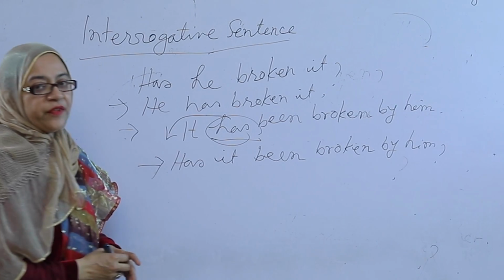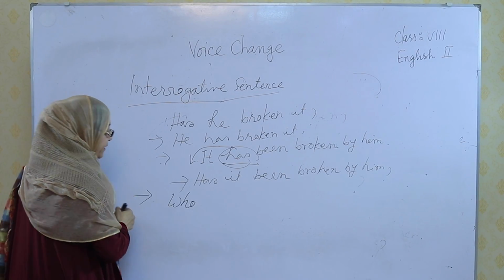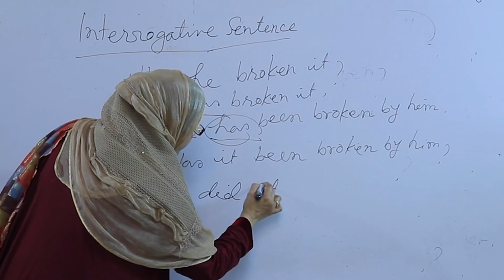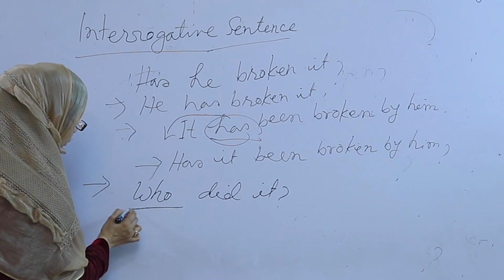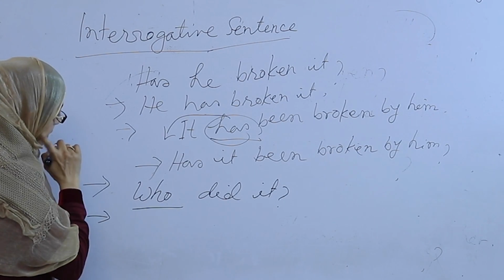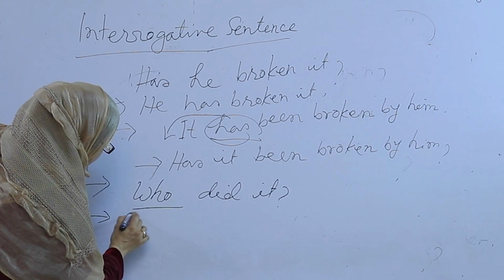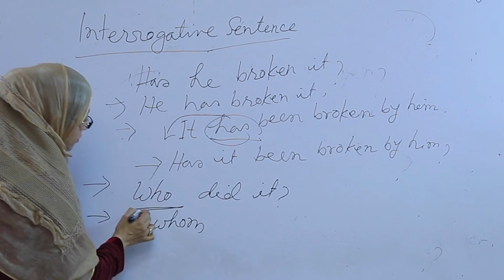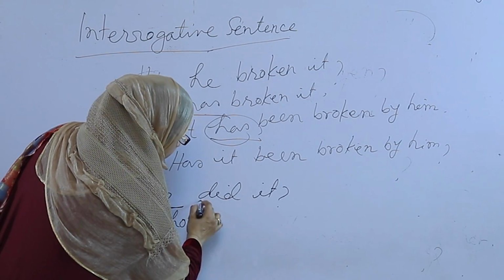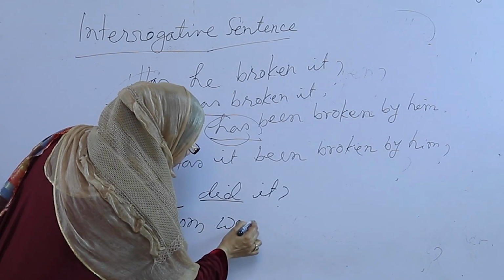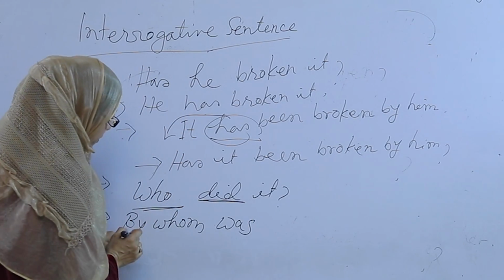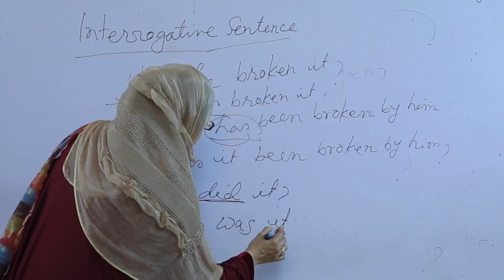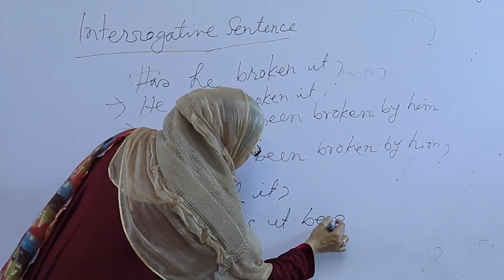Look at another example: Who did it? When we turn it into passive, we use by whom instead of who. By whom? Use the be verb was because it is past form. By whom was it done?